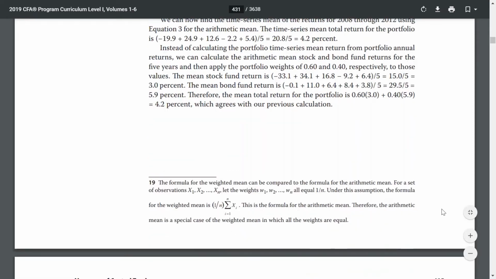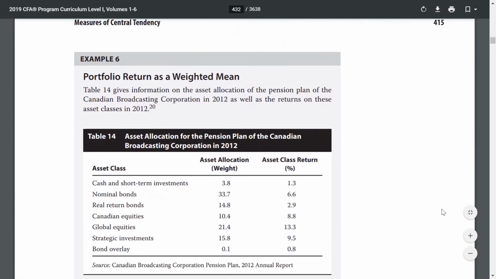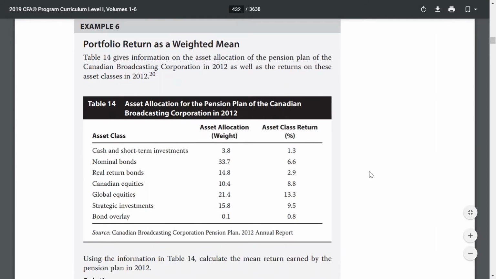Example 6, portfolio returns as a weighted mean in Table 14. Table 14 gives information on the asset allocation of the pension plan for the Canadian Broadcasting Corporation in 2012, as well as the returns on these asset classes in 2012. Asset allocation for the pension plan for the Canadian Broadcasting Corporation in 2012.